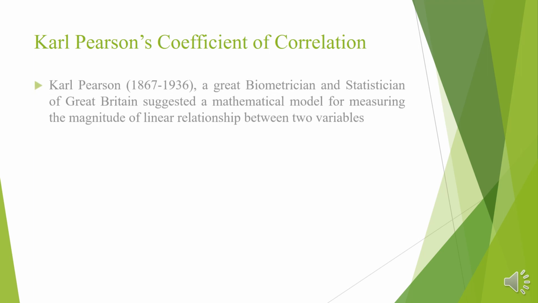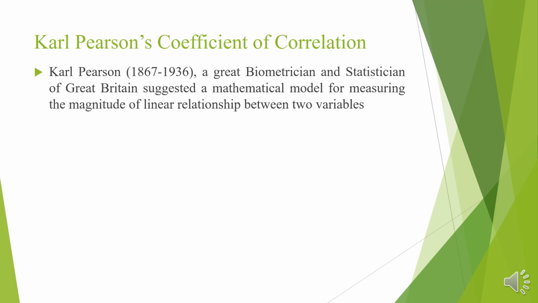Karl Pearson's coefficient of correlation was named so because this formula model was developed by Karl Pearson, who lived between 1867 and 1936. He was a great biometrician and statistician of Great Britain, and he suggested a mathematical model or formula for measuring the magnitude of relationship between two variables. It is denoted by small letter r.